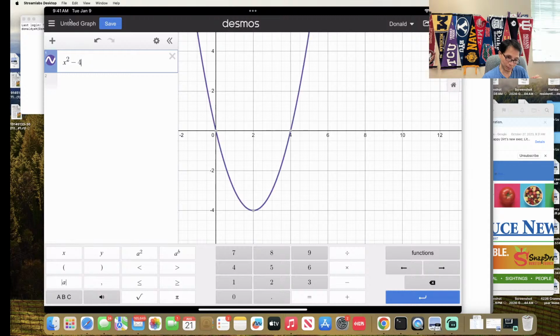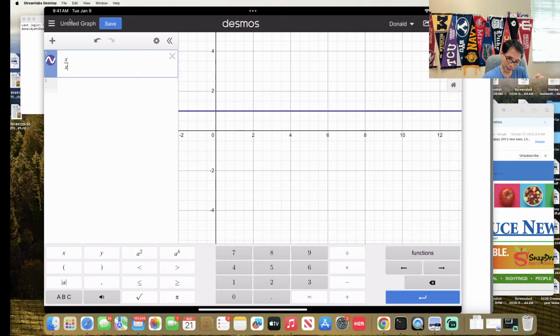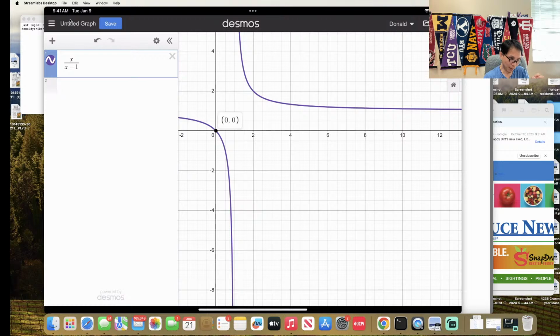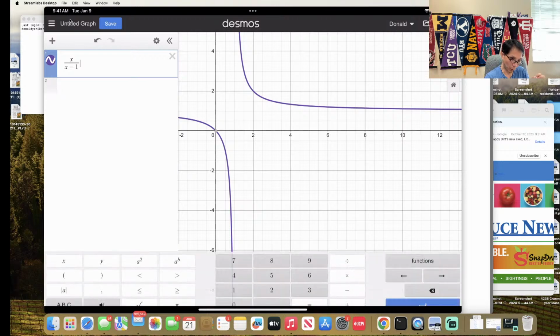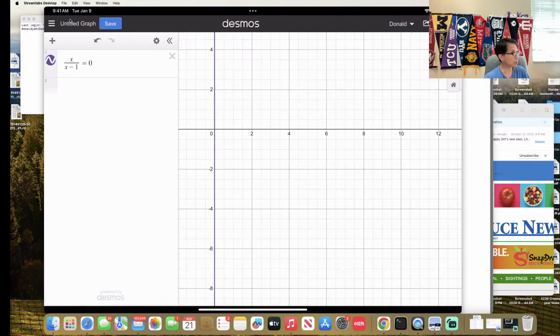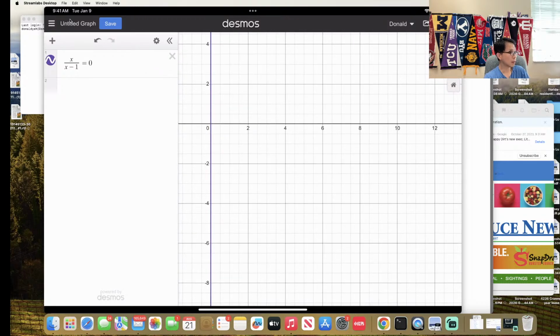Maybe x over x minus 1. I don't know if that works. This one is able to click in, or equal to 0. So equal to 0. See, do you see that? I cannot press that button. I cannot press that x-intercept. There's a bug in Desmos. If you set it equal to 0, you cannot click into it.